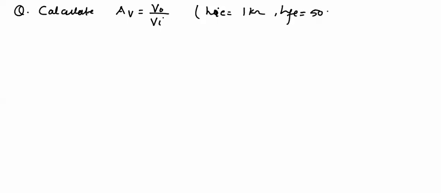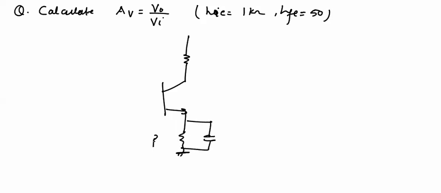Now one more example. Calculate voltage gain AV equal to V naught upon VI, HIE equal to 1 kilo ohm, HFE equal to 50. Again, a common emitter amplifier with bypassed RE is given in the figure.